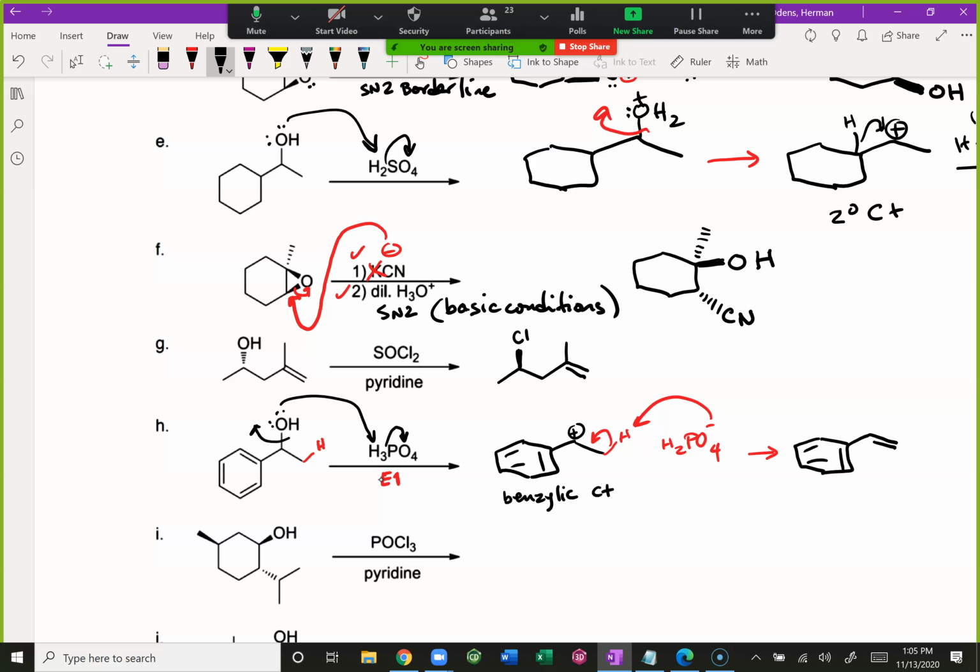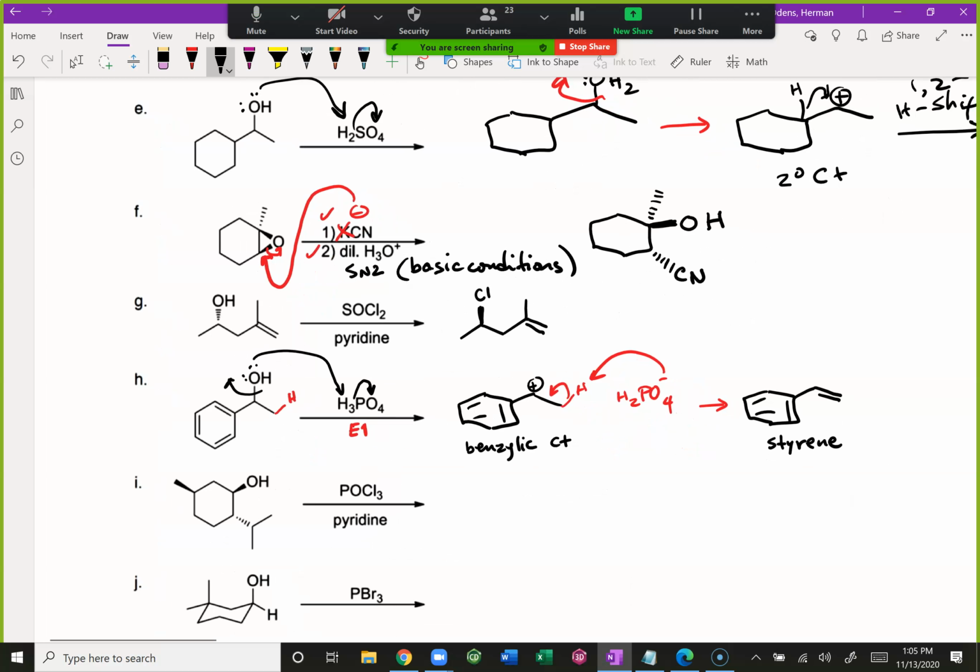Anybody knows the name for that molecule by any chance? It's a polymer used to make styrofoam. Styrene, very good, excellent. This is styrene. That's the name of that alkene. Excellent. All right, so the next problem is POCl3.